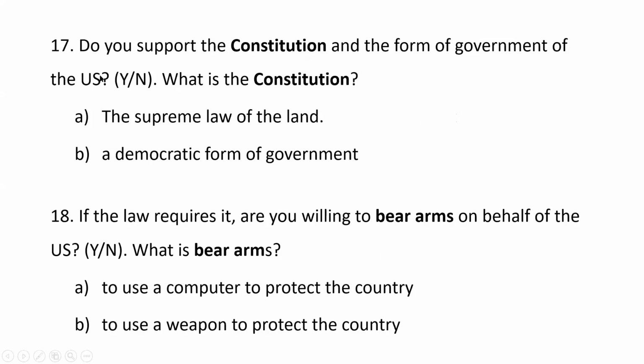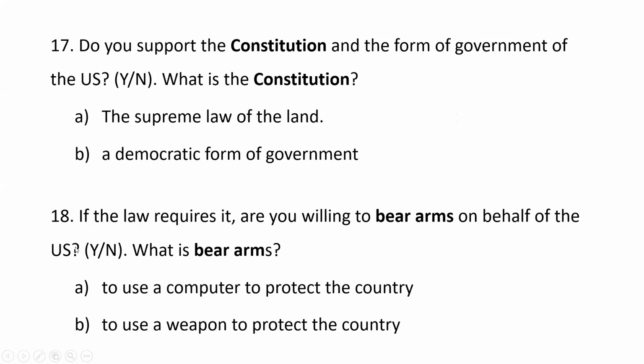I really like that. Okay, you ready? Yeah. Right, here are the yes questions. Do you support the Constitution and the form of government of the United States? Absolutely, yes. And what is the Constitution? The supreme law of the land.